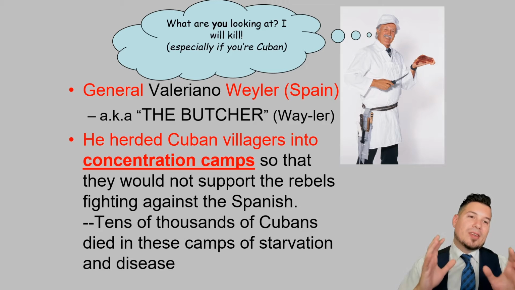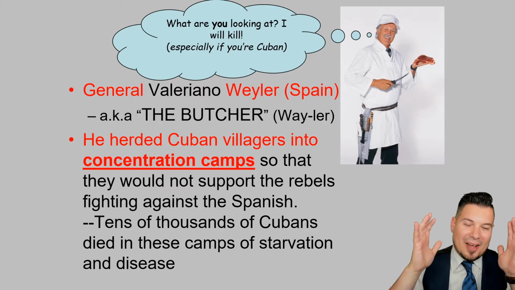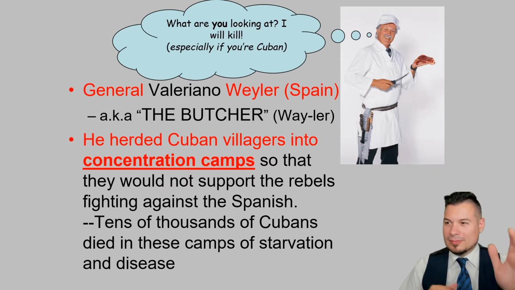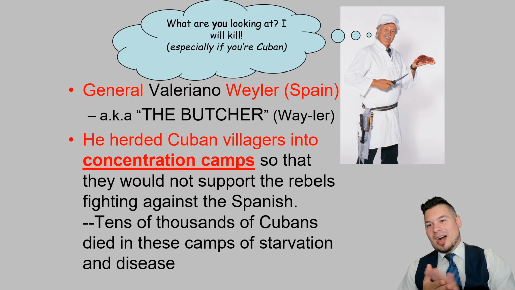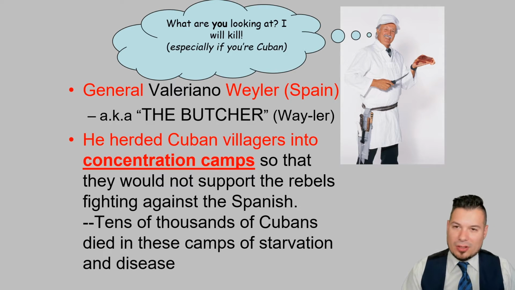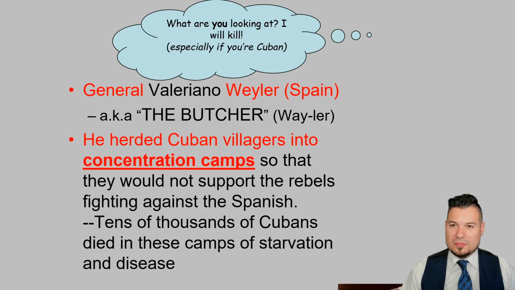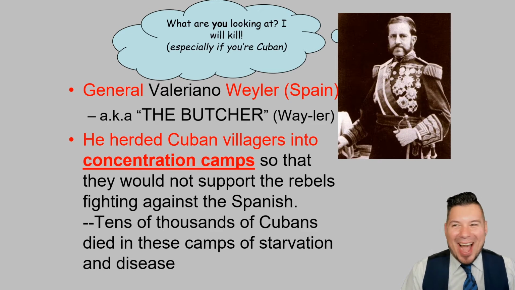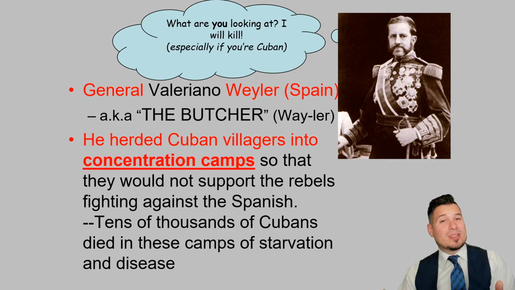And so what we have here is the butcher. General Valeriano Weyler from Spain is sent into Cuba. I mean, look at him. He's evil. He's absolutely... Oh, there we go. That's better. Again, he unfortunately does horrific things.